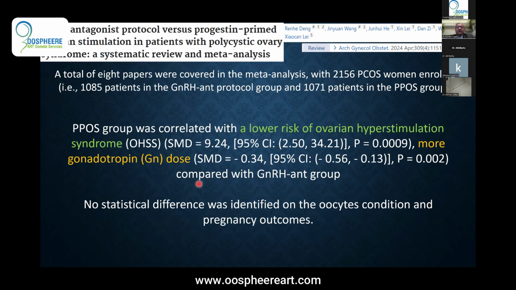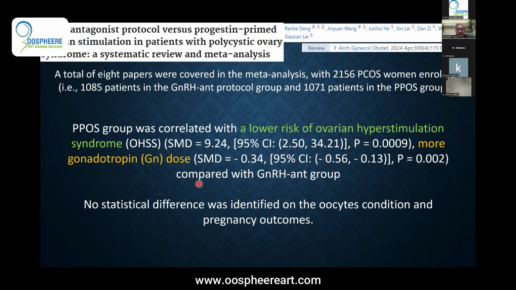So this was a 2024 meta-analysis and review, when they wanted to know whether progesterone-primed ovarian stimulation is better in PCO patients than antagonist. So 8 papers were covered in this meta-analysis. 2,156 patients were involved in these 8 studies. Out of them, 1,085 patients received the antagonist protocol and 1,071 patients received the PPOS protocol. That is the protocol which we understood. Now, they concluded in this meta-analysis that the PPOS group was correlated with a lower risk of ovarian hyperstimulation syndrome, but it requires more gonadotropin dose than the antagonist group.